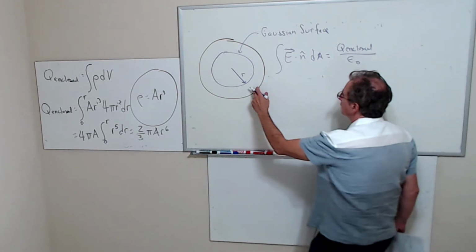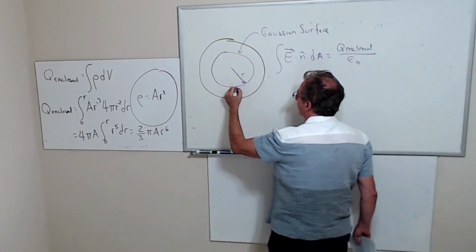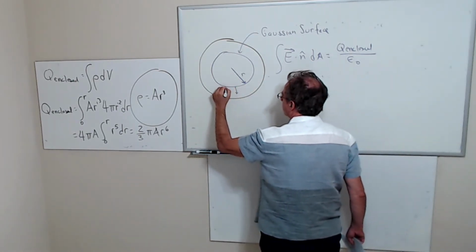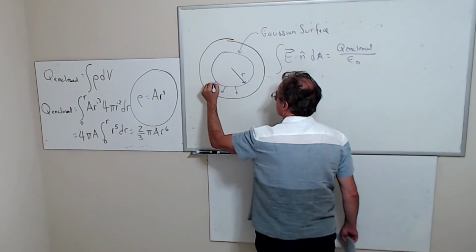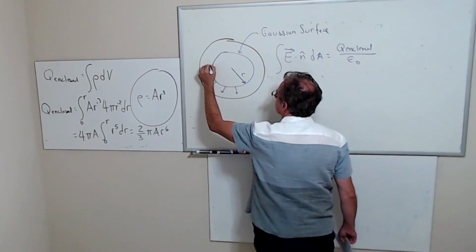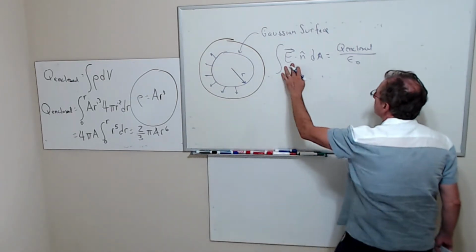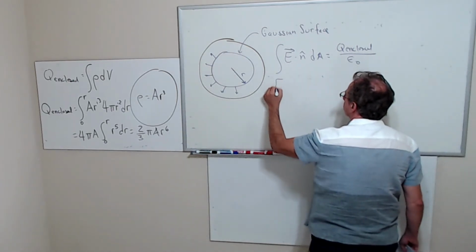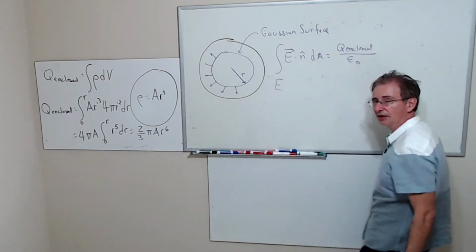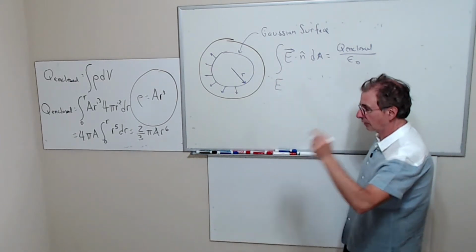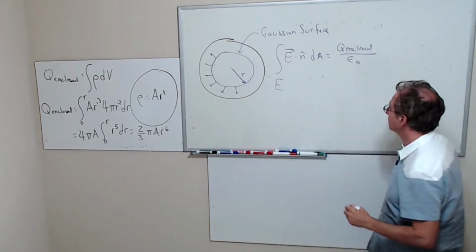Well, we know that the electric field is going to be everywhere along here perpendicular to the surface. It's going to be radially outward. And so I'm going to be able to pull this out of the integral. And E dot n just gives me E because the normal to the surface and E are parallel to each other.